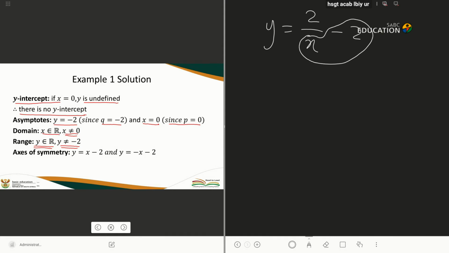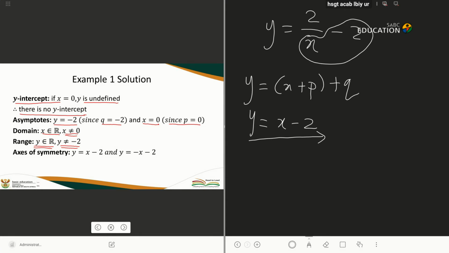Okay, so we are going to say y equals x plus p plus q. So y will be equal to x, but our p is what? Our p is 0, and then our q is negative 2. So this will be one of our axes of symmetry, the one with a positive gradient.